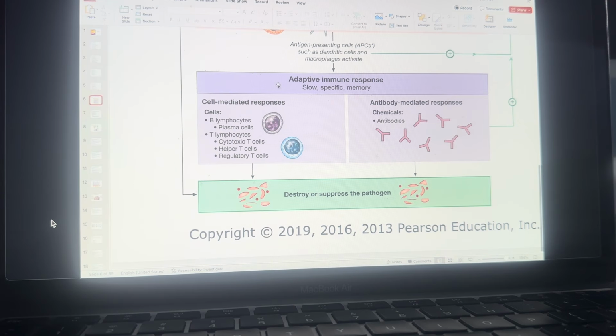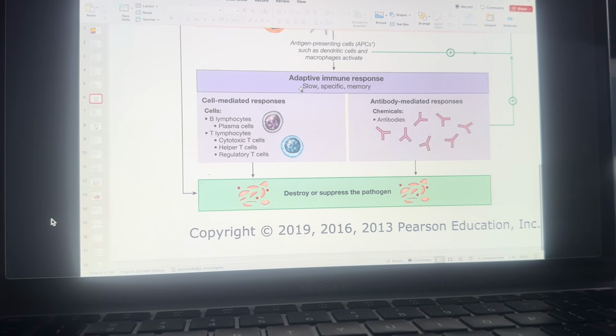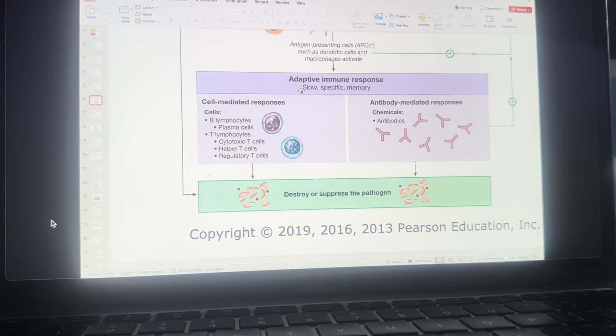And then the adaptive immune system is slow, it's specific to one type of pathogen, and there's a memory component. And you have to adapt, right? Your adaptive immune system requires you to come into contact with that organism that's going to get you sick in order to develop some type of immunity to it. Within the adaptive immune system, there's two halves: the cell-mediated responses and the antibody-mediated responses, or the cell-mediated and the humoral immunity.